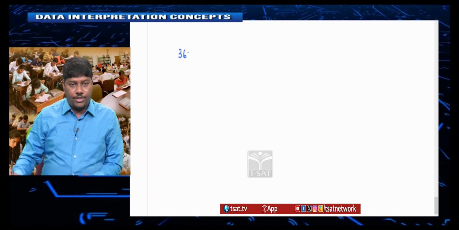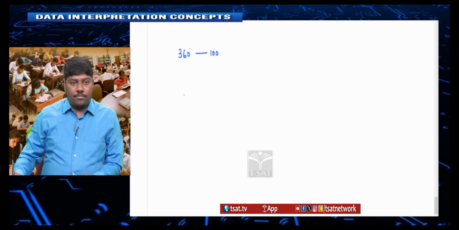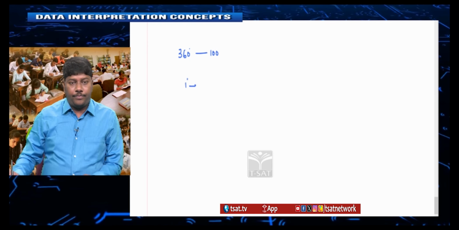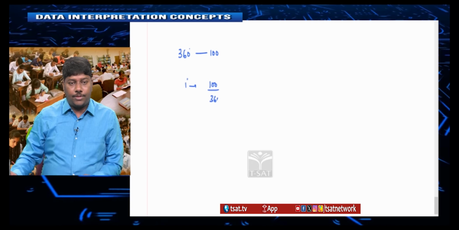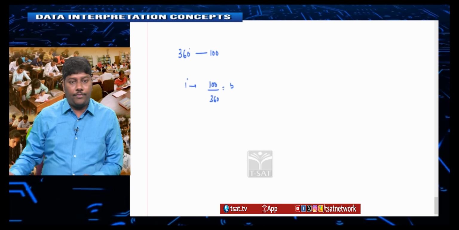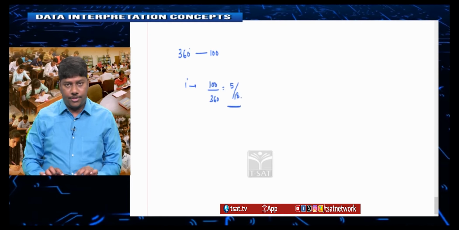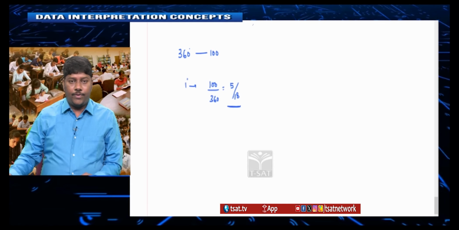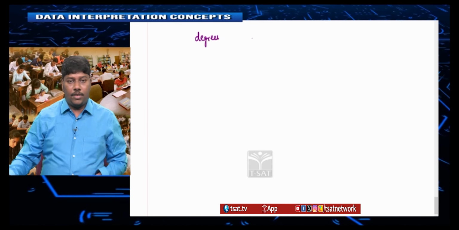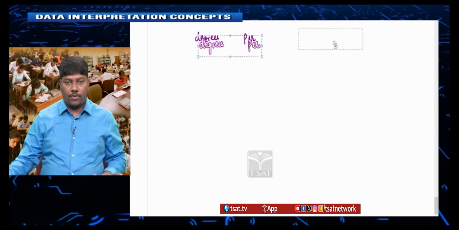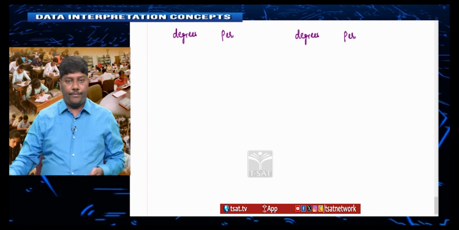We know 360 is 100%. So, what is 1 degree? We say 100 by 360, which is actually what? We'll multiply it with 5 by 18. Same as your time and distance. Okay. But the easiest way I'll tell you, take it as degrees and percentage. Remember two tables here, one is 18 and one is 5.